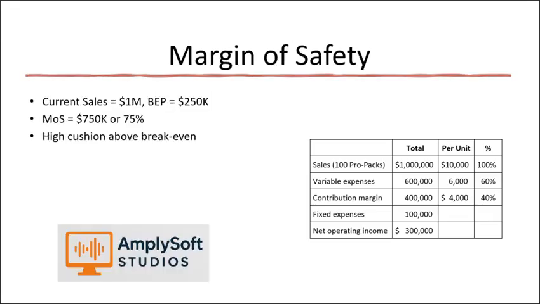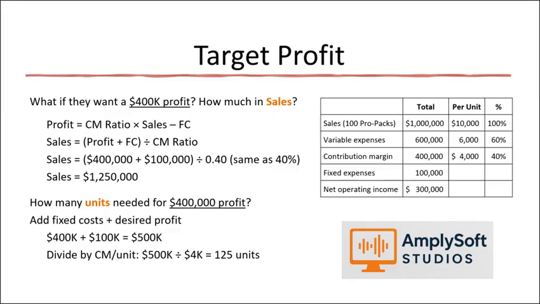Right now, the company is selling $1 million per month. How far can sales drop before the company would incur a loss? Well, that's called their margin of safety. So if they're currently selling $1 million and the break-even is $250,000, the margin of safety is the difference, or $750,000. In other words, sales could drop 75% and they would still break even. Well, that's a solid cushion. If revenues drop, they still have some breathing room.